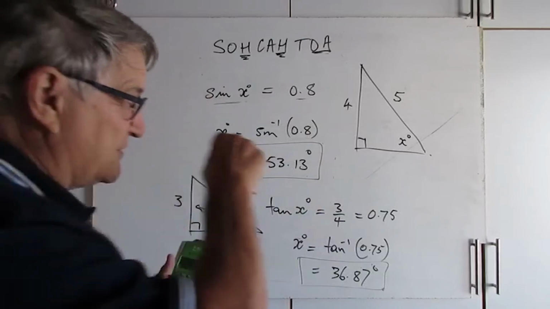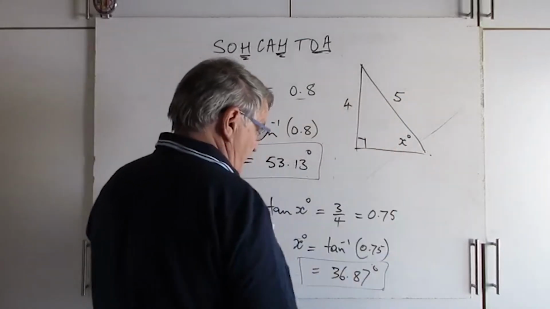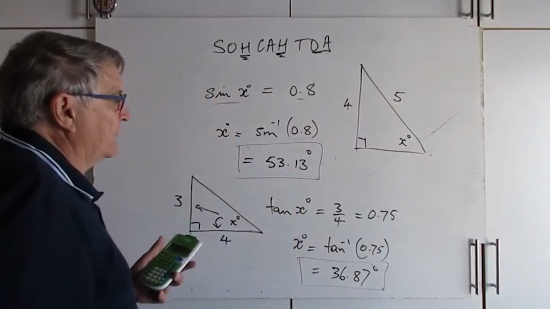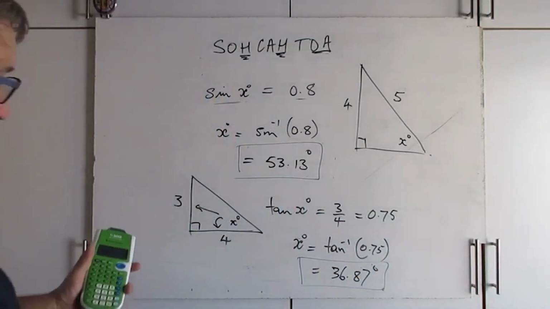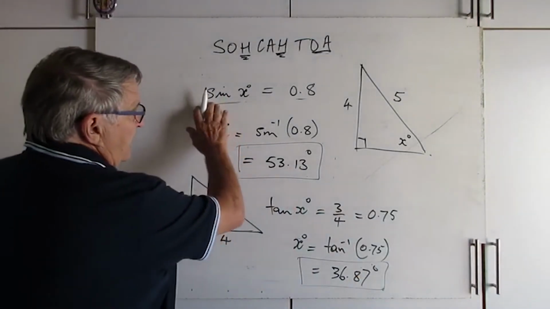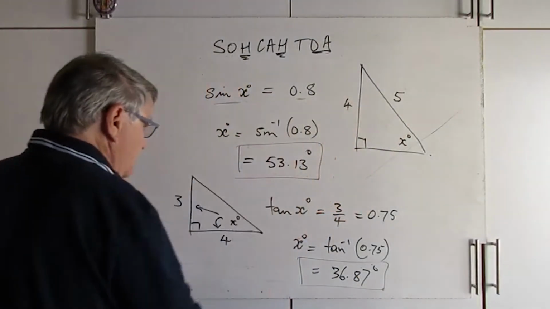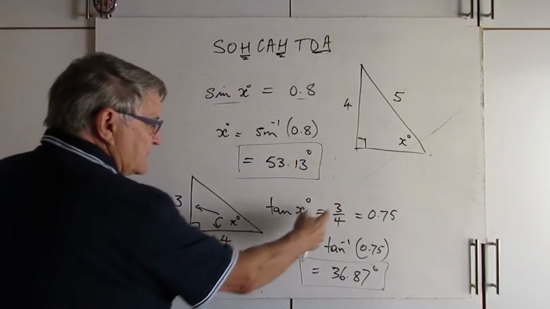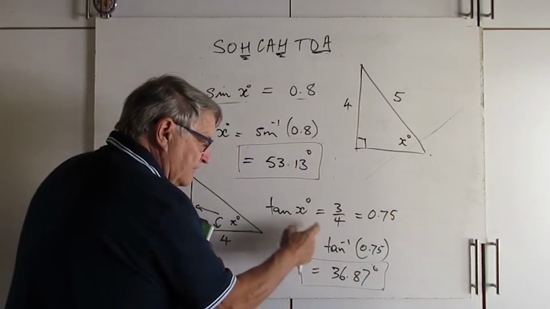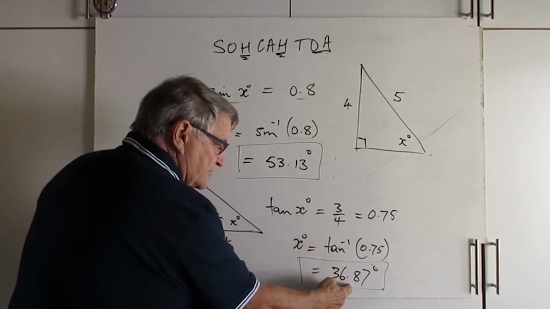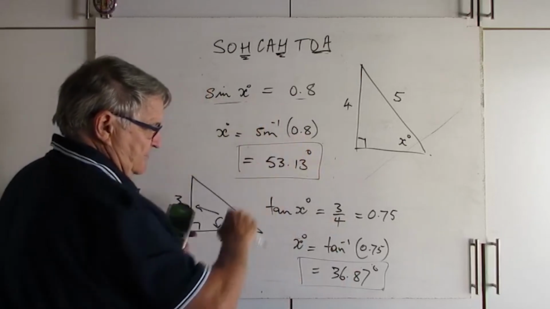And they're also in every 6, 8, 10 triangle, and every 9, 12, 15 triangle. These are the angles in those triangles. Okay, so we set out what we know. The sine of the angle is 4 over 5, 0.8. The tan of the angle is 3 over 4, 0.75. And we use the inverse tan function to find the size of the angle. And in this case, the inverse sine function to find the size of the angle.